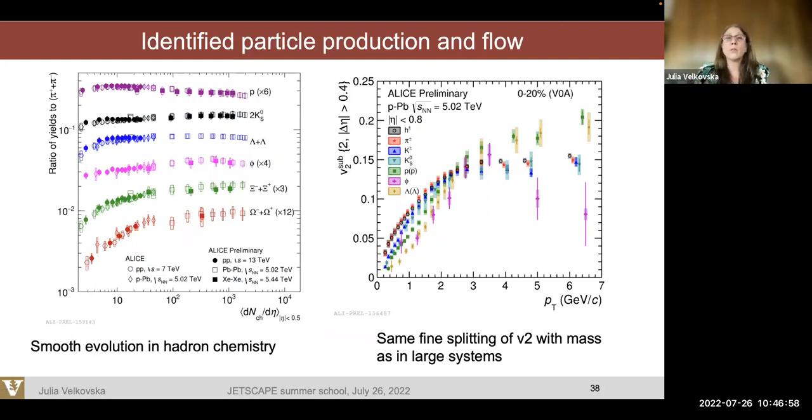Other observables that were associated in large systems with the formation of a quark-gluon plasma are the production of strangeness, for example, and equilibration of different hadronic species as you go from low multiplicities to large multiplicities. In strangeness production, you see strangeness enhancement compared to pp collisions in the large systems, but there's nothing like a step, no significant difference. Rather, the particle production changes very gradually with multiplicity.